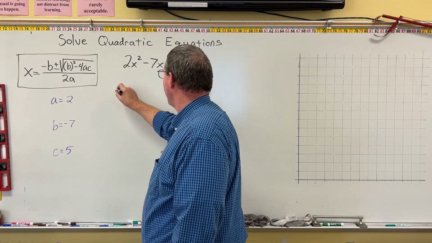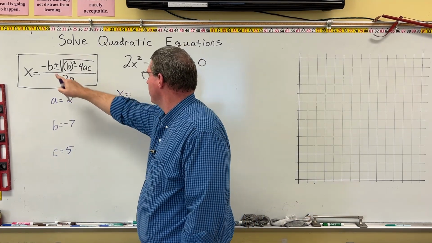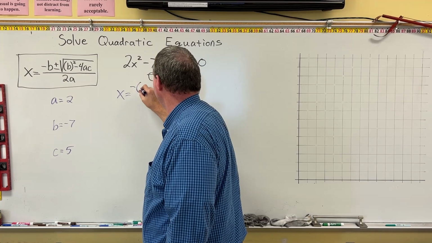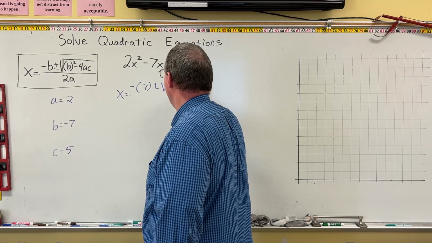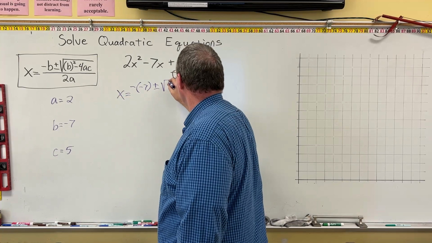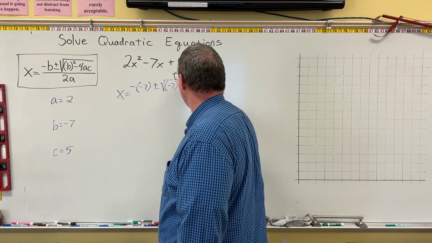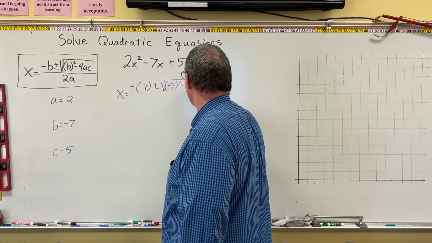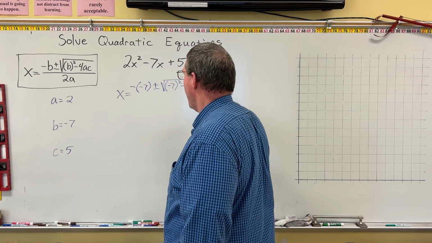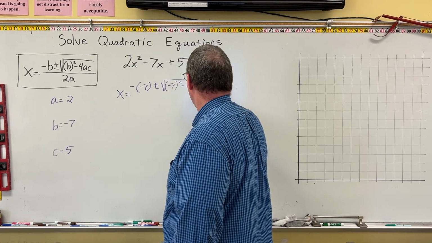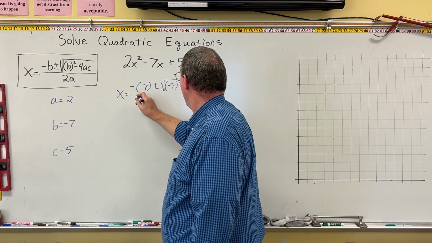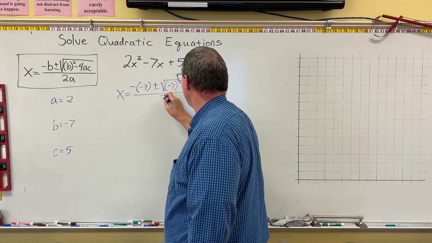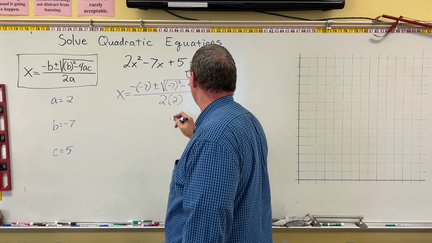And so we're going to write out the quadratic formula. X is equal to -b, so that's -7, plus or minus the square root of b squared. So we'll put -7 in parentheses, then squared, minus 4 times A, which is 2, times C, which is 5. Okay? All over 2 times A. That's 2 times 2.